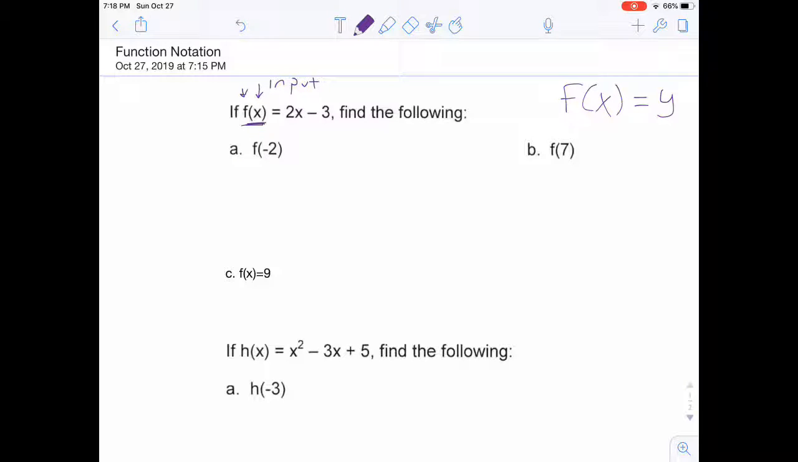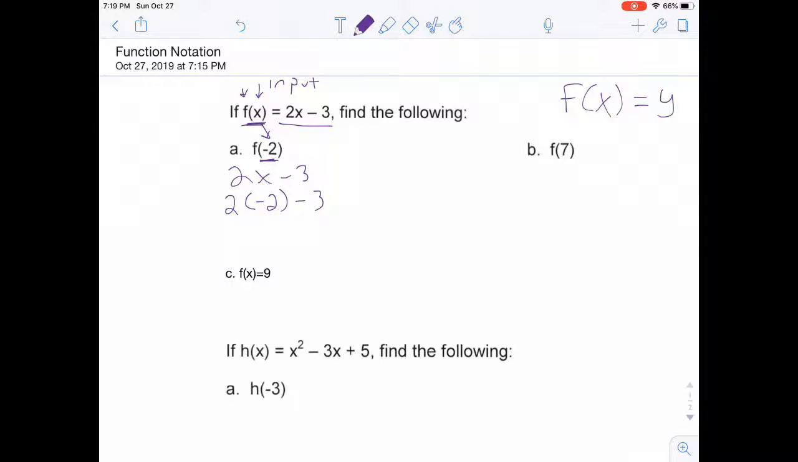So they give us the function 2x minus 3, and we need to find the following. We need to find f of negative 2. What this means is I'm going to replace x with negative 2. So my expression here is 2x minus 3. And instead of x, just the same way we evaluated, we replace the x with negative 2, always using parentheses when I do so. So 2 parentheses negative 2 minus 3.